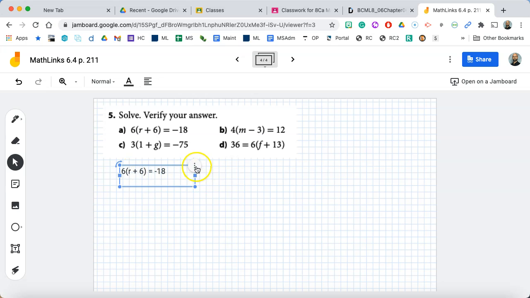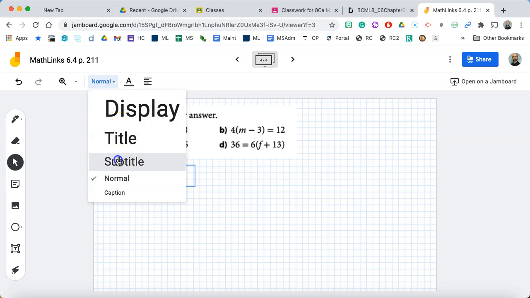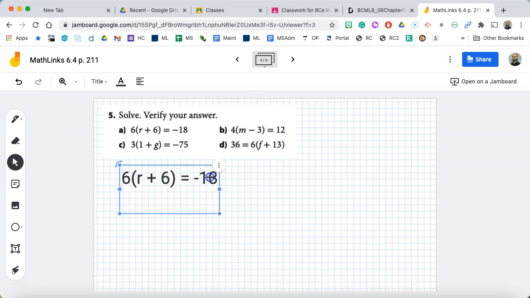Let me see if I can make these any larger. Can I change the font? How can I do that? Normal. Ooh. Oh, why didn't I do this sooner? Oh, that's way easier for people to see from their desk. Okay, I'm learning how to use Jamboard better.